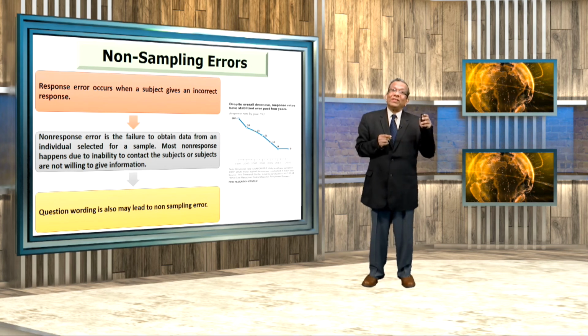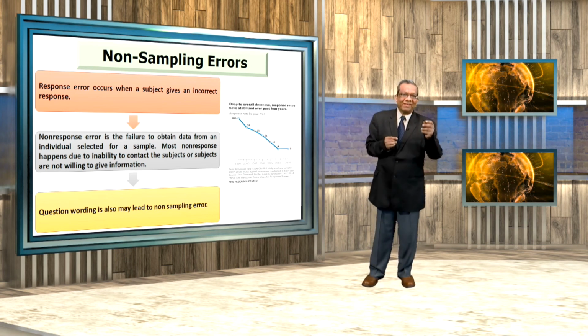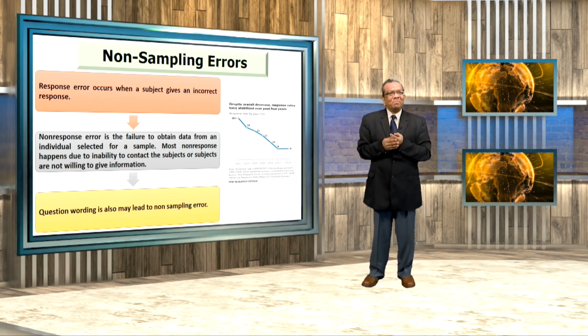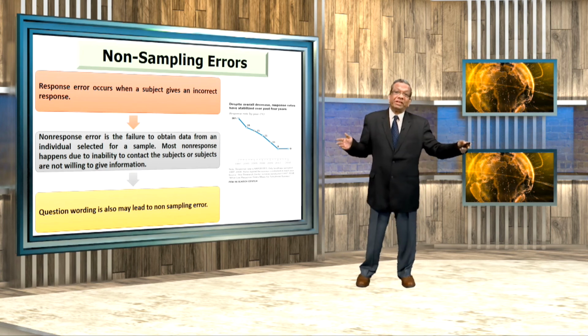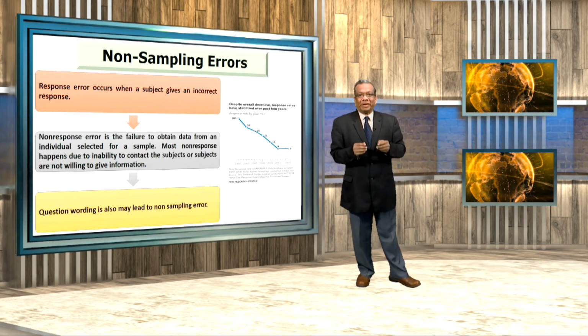Now, response error occurs when the subject gives an incorrect response. It is a non-sampling error. Many times, the respondent is likely to give an incorrect response, thinking that he may be looked upon badly in the eyes of the person, or for any other reason. And non-response error is the failure to obtain data from an individual selected for the sampling. Most non-response happens due to inability to contact the subjects, or subjects are not willing to give the information, or they are not willing to cooperate.